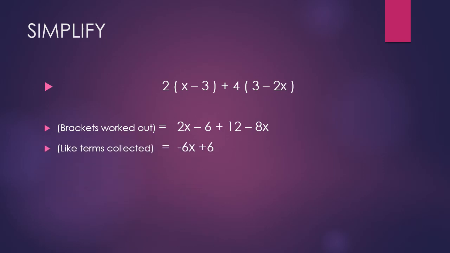Now you can collect the like terms because you want to simplify this answer. Therefore, we have to collect the like terms. Here you can collect positive 2x and negative 8x. That makes negative 6x. Then we can collect negative 6 and positive 12. That makes positive 6. Therefore, once you simplify this given question, you are getting the answer as negative 6x plus 6. I hope it's clear for you all.